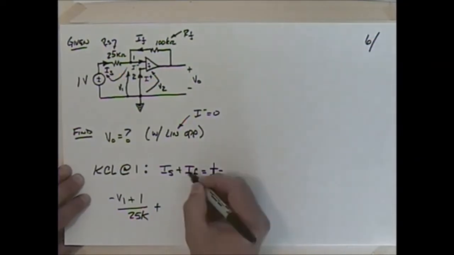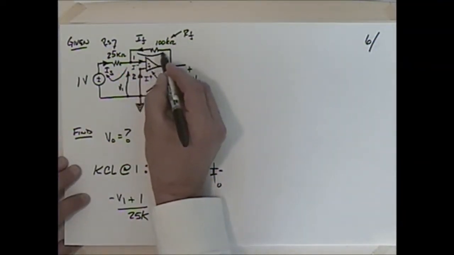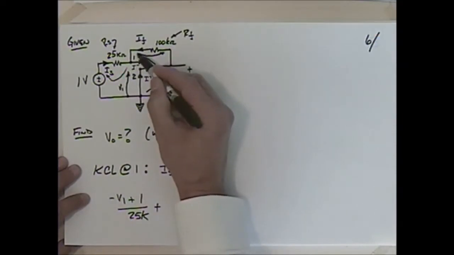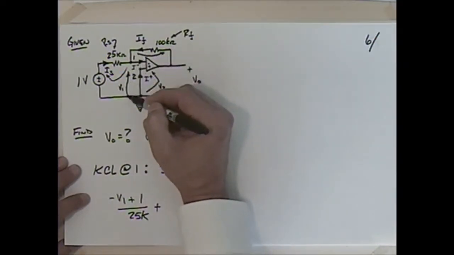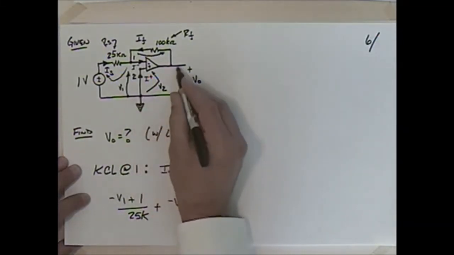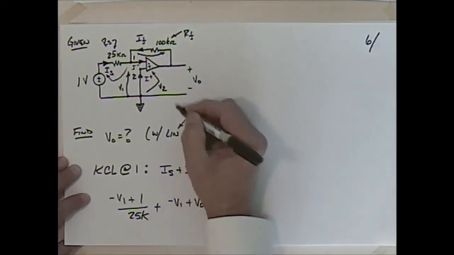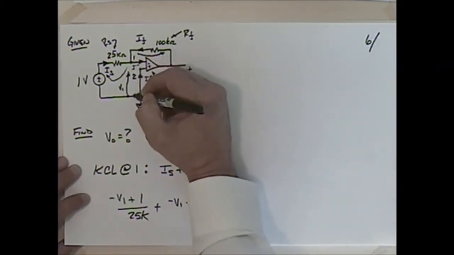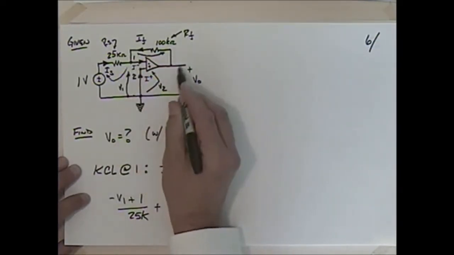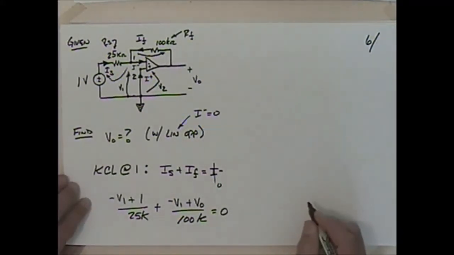And then to this I'll add IF. Well, IF is going to the left, so I need to find this potential like that, don't I? So how do I get from here over to there? Well, again, minus V1. That gets me down to here, and now plus V0, our output. So I go from there to there, minus V1, and then up to there, which is V0. And I'm going to divide that by 100K. And we know that's equal to 0, because I minus is equal to 0.